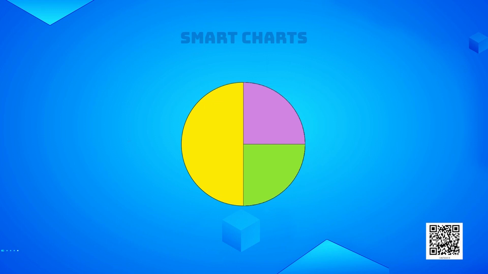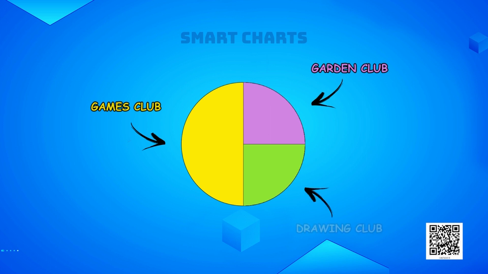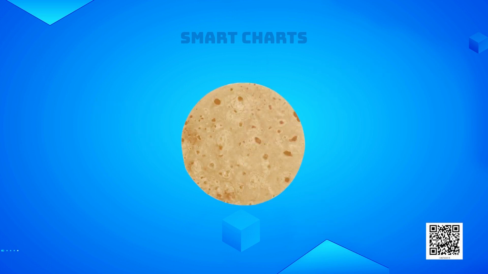Students, here you observe that the left part represents the games club, the right above part represents the garden club, and the right side below part represents the drawing club. Children, we can call it a chapati chart for the time being because it has the shape of a chapati. Students, half of the children take part in the games club.